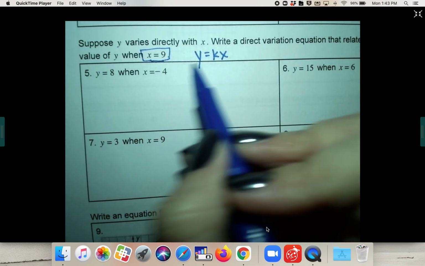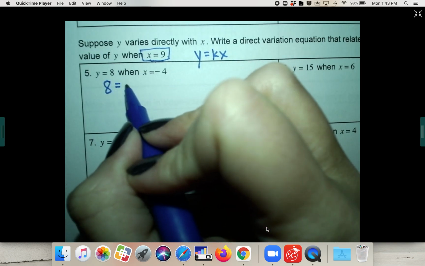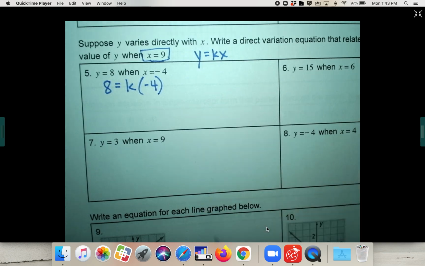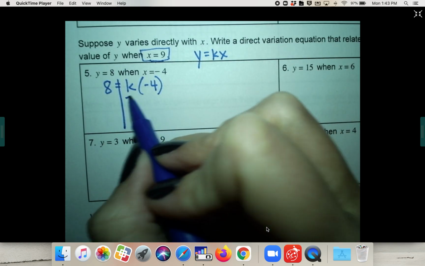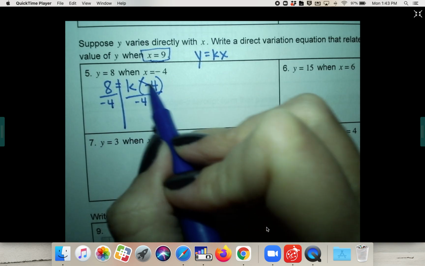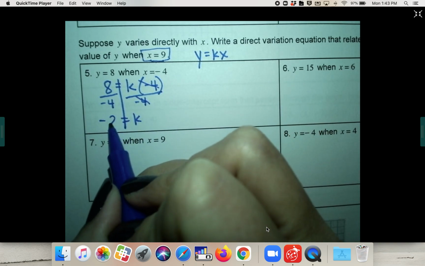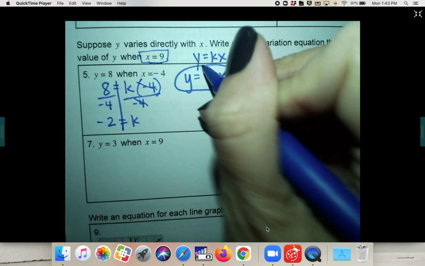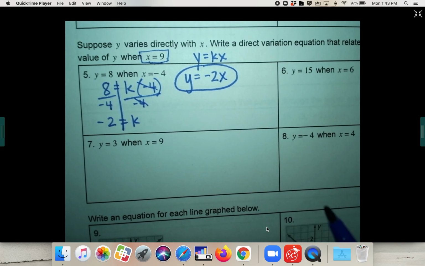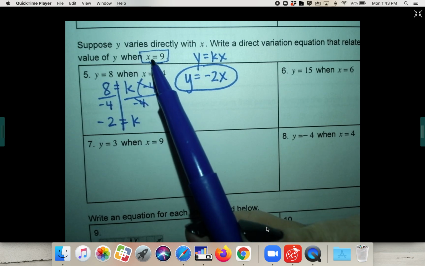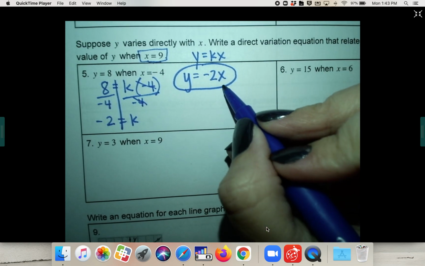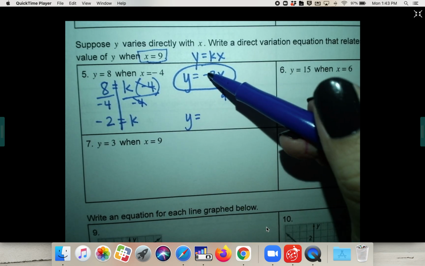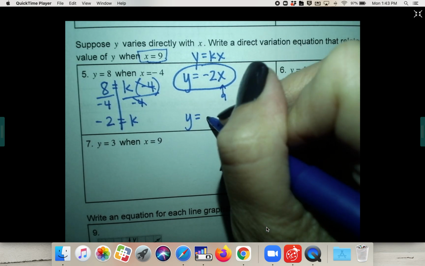So y equals kx, but we're going to borrow 8 for y, keep k. We're going to borrow negative 4 for x, and we're just going to solve it. So obviously you would divide by negative 4 on both sides. And so k equals negative 2. So now that we know k equals negative 2, the equation is y equals negative 2x. Okay, that's the first part. But now it says also find the value of y when x equals 9. All you're doing is negative 2 times 9, which is negative 18.